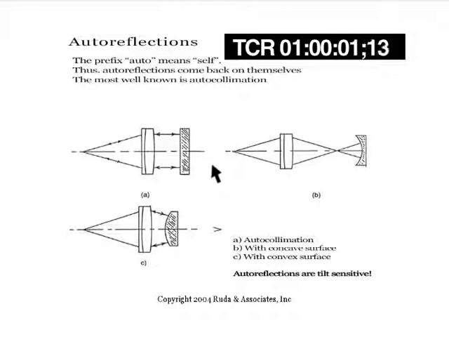In this section, we're going to talk about the principles behind the operation of an alignment telescope. Specifically, what we'll be talking about are what are called autoreflections, and we will differentiate those from another type of reflection called the retroreflection.